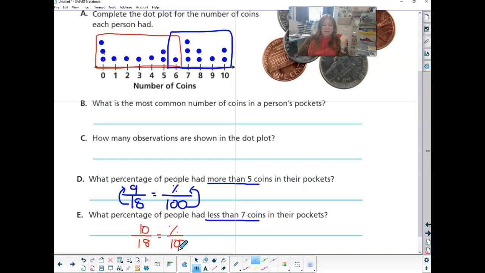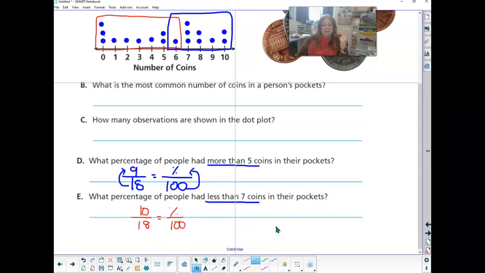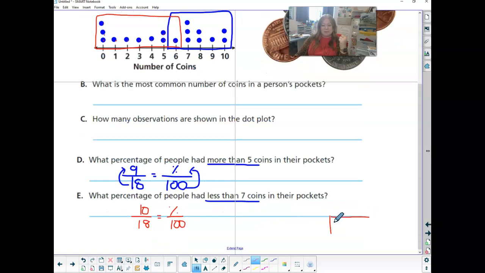So I'm going to do 10 times 100, which is, right, 10 times 1 is 10 with 2 more zeros. So that's 1,000. 10 times 100 is 1,000. And I'm going to divide by 18. I need something above the 1, the 1, the 1, the 1 here. So go ahead and try that out. Let me know if you need help doing your division.